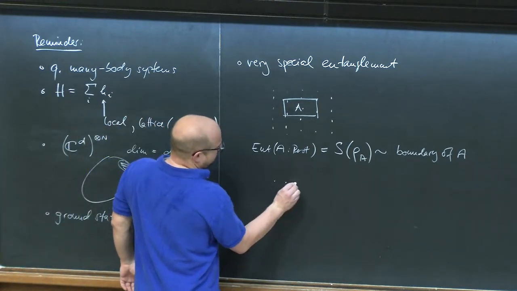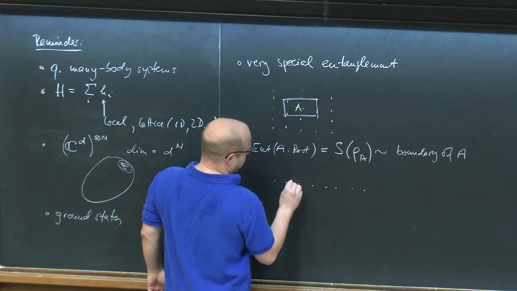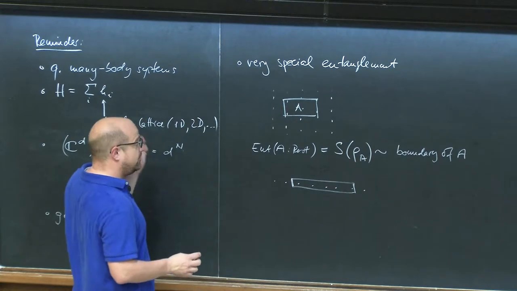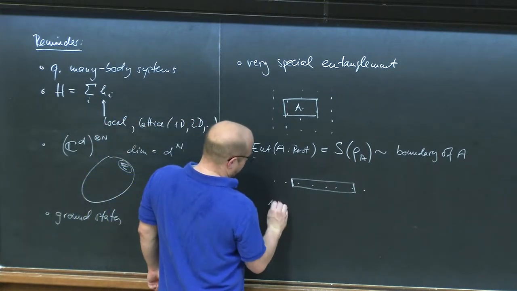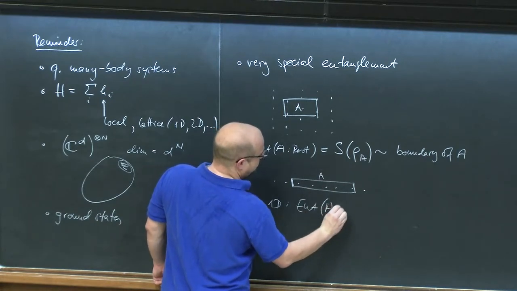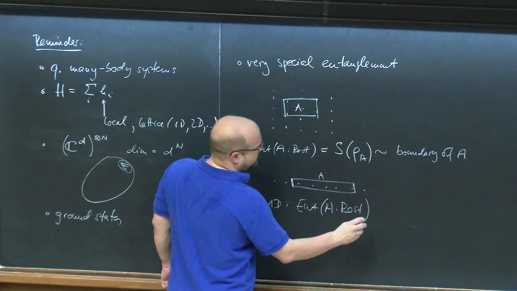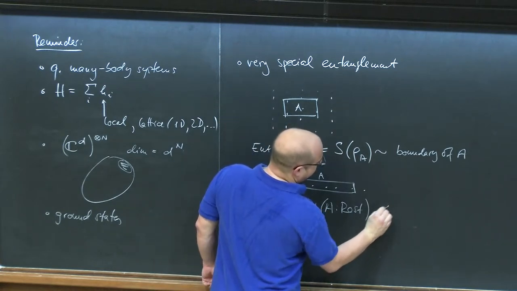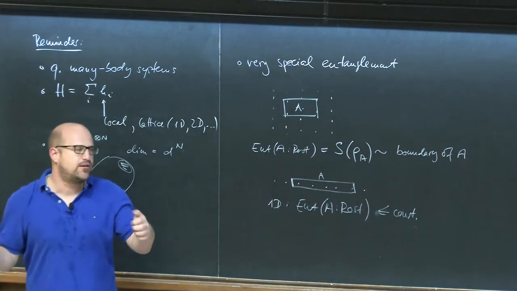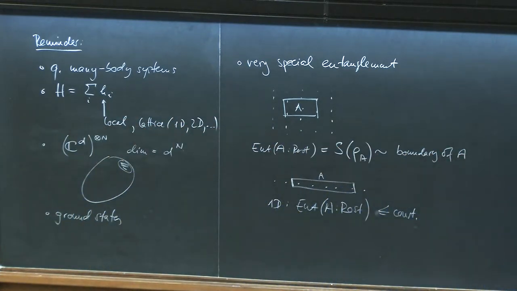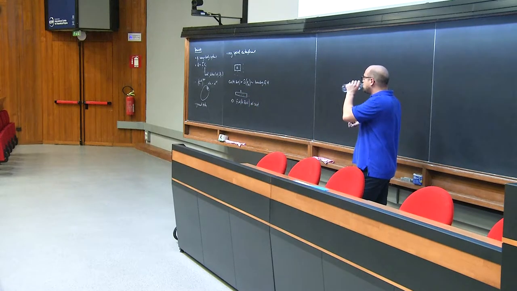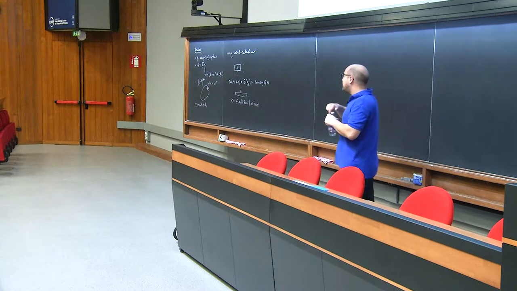In particular, in one dimension, the boundary of the region, of course, is only on the left and on the right. So in one dimension, this would mean that the entanglement between any region A and the rest would be bounded by a constant, basically. It might grow initially as we make the region bigger, but then it will saturate and not go beyond that constant. So that's the starting point for today's lecture.